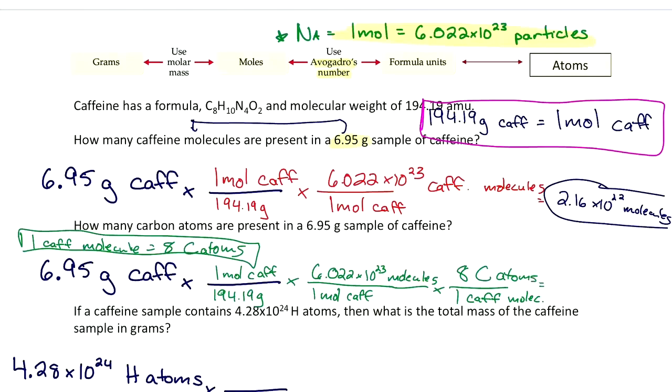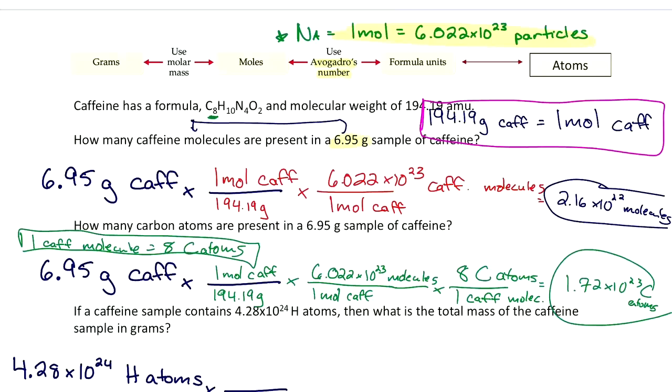So I'm essentially just taking the last answer and multiplying by 8, because you know how many cars you have, and you know that 1 car is 4 tires. If I tell you how many cars I have, you just multiply by 4. In this case, we're multiplying by 8 because the chemical formula says there are 8 carbon atoms. So that answer is 1.72 times 10 to the 23 carbon atoms. We went from a gram amount to a mole amount, to molecules, to atoms.